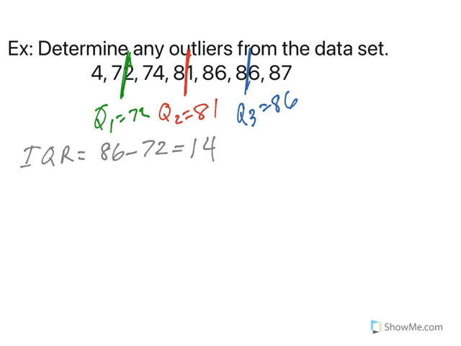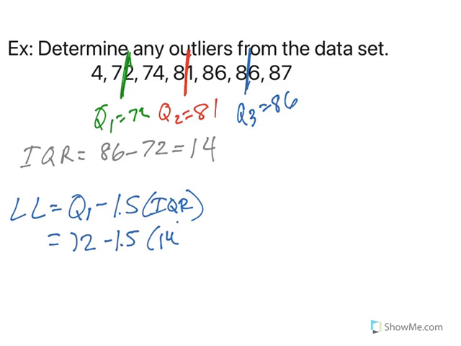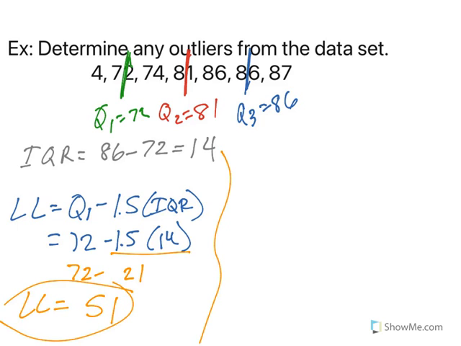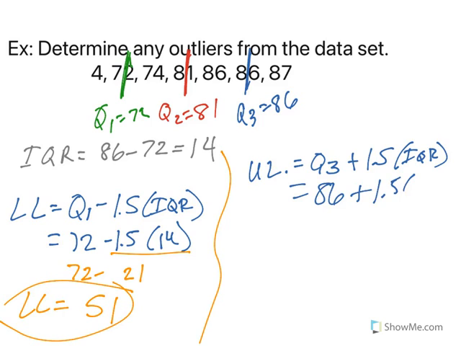All right, let's find our lower limit. So again, Q1 minus 1.5 times the IQR. So Q1 is 72 minus 1.5 times 14. Well, 1.5 times 14 is 21, so 72 minus 21 gives me 51. So my lower limit is 51. Next, let's find our upper limit. Q3 plus 1.5 times the IQR. So Q3 is 86 plus 1.5 times 14. Again, we know 1.5 times 14 is 21, so 86 plus 21 gives us 107.